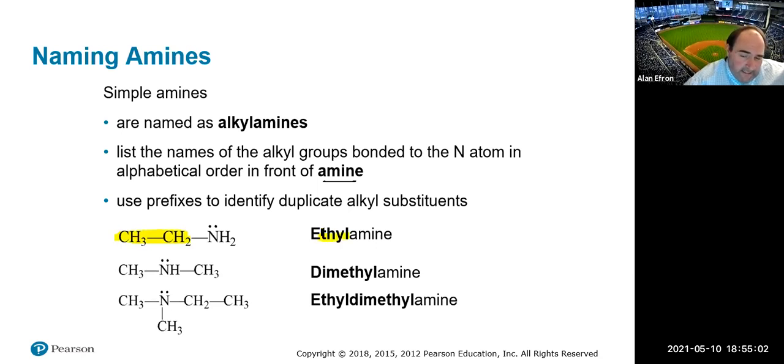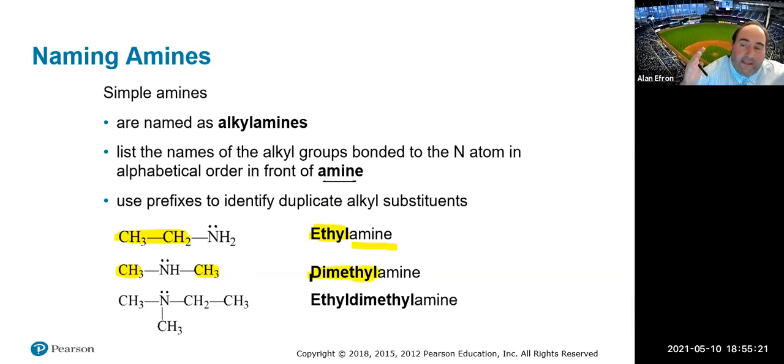Two carbons is ethyl, and it's an amine, so ethylamine. Attached here to the nitrogen, you could go to the left, which is a methyl group, and to the right, which is a methyl group, and that is where we get our dimethylamine.